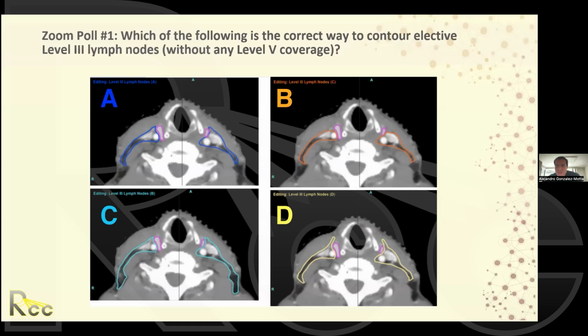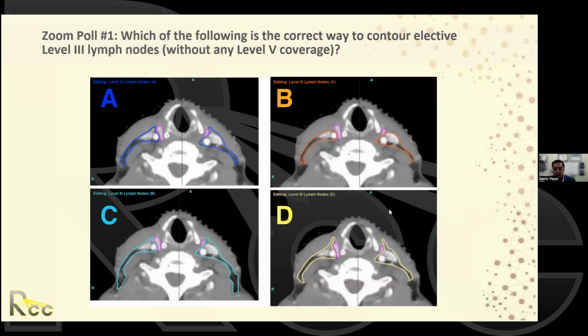Okay, I think I will launch one. Okay, close to reach the 50. Here we go. I think now you can see the results. Yes, thank you. So almost half selected D, and then the second most common was B. So let's take a look at those.